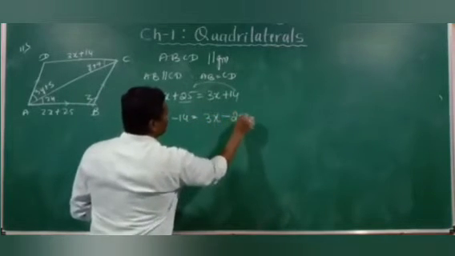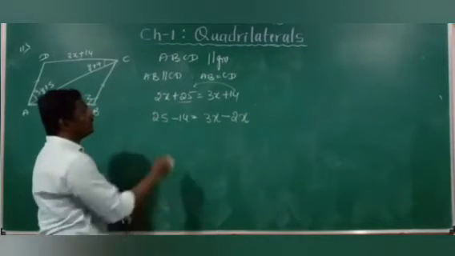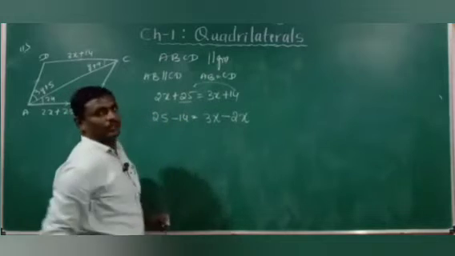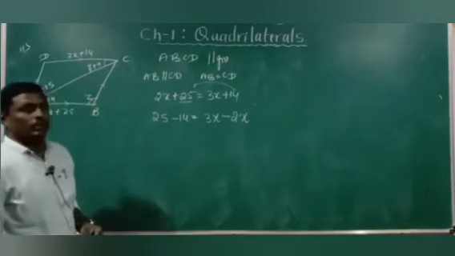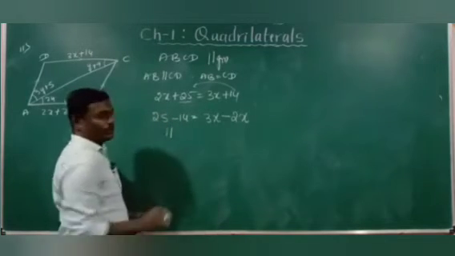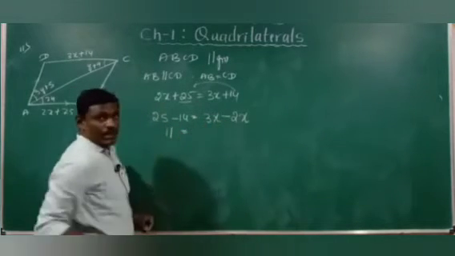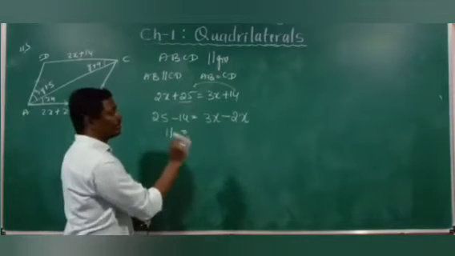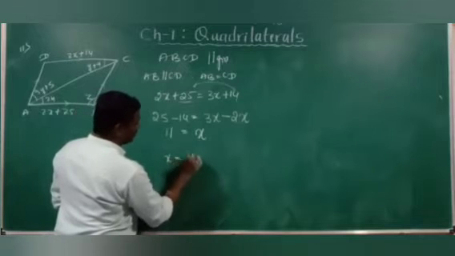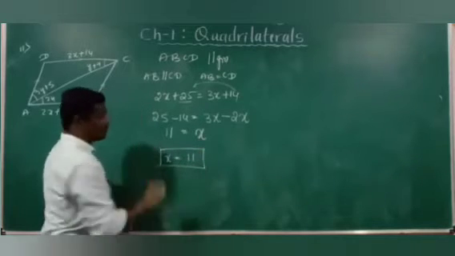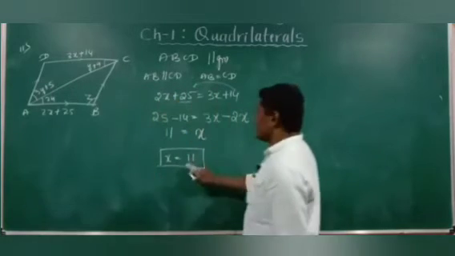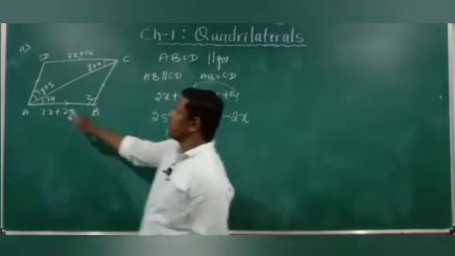It becomes minus 2x, right? So 25 minus 14 is equal to 11. Here 3x minus 2x is x, right? So x is equal to 11. Yeah, right? You have already calculated the x value.